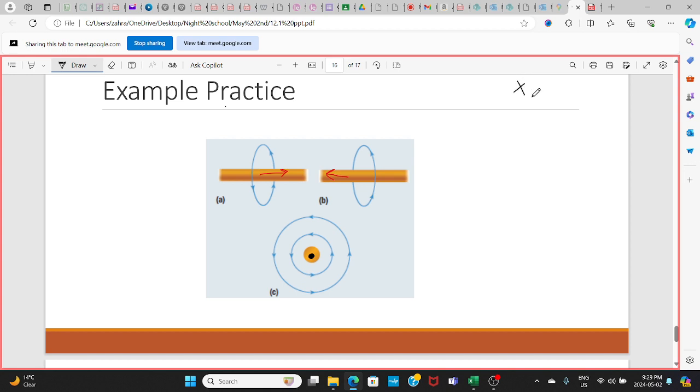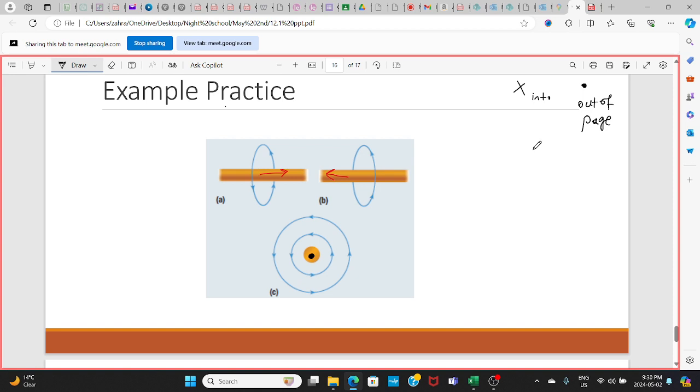Miss, so if the current is out of the page, it means it's going counterclockwise, and if it's into the page, it's clockwise, correct? That's true, but you have to demonstrate using the right hand rule, because not always will you get something nicely into and out. It could be at any angle, right? This wire could be at any angle. That's why it's very important that you use your right hand rule.